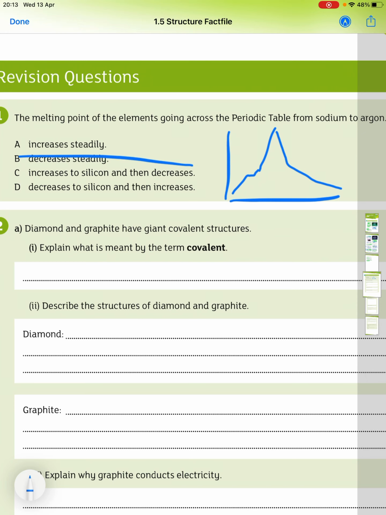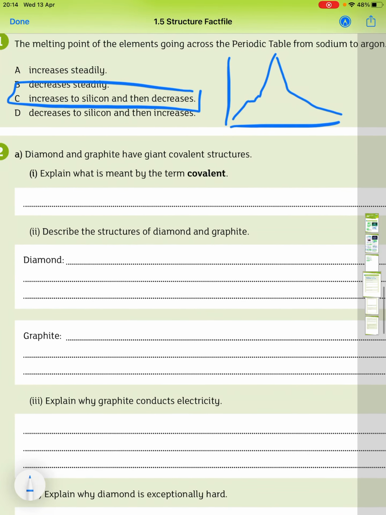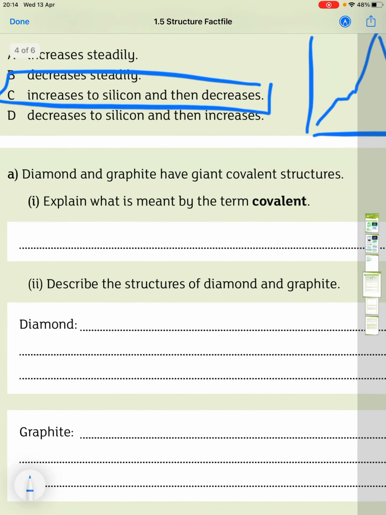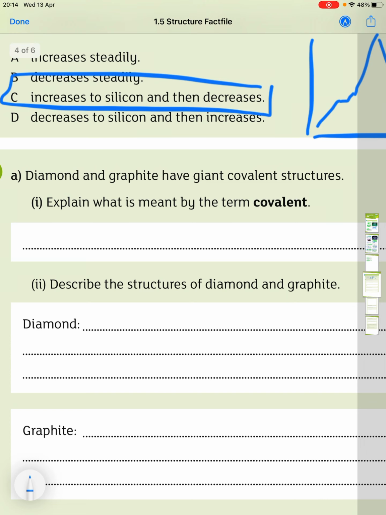So it's C, increases to silicon and then decreases. Next question, explain what's meant by the term covalent. There's quite a bit to fit in here, so you have to bear with me.